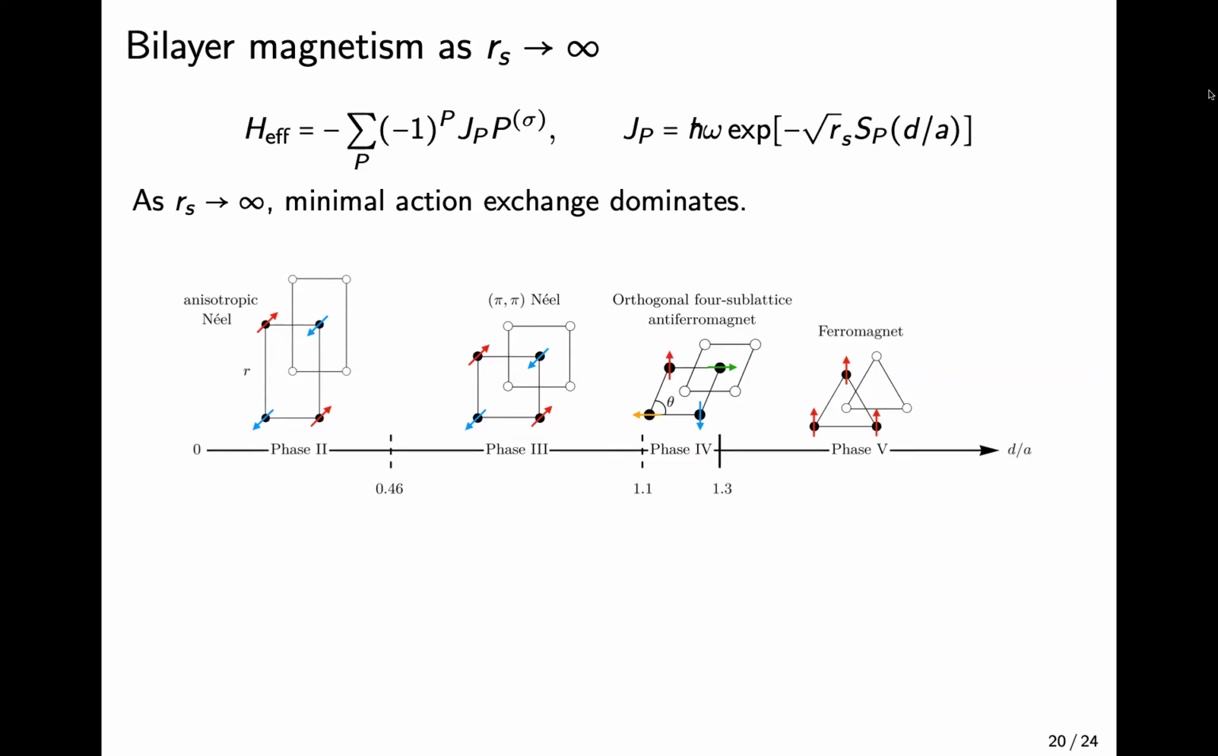In this rhombic phase, because the 4-particle exchange has the lowest action, it turns out you get this kind of order where the spin winds by 90 degrees around a plaquette. And then eventually, when you're in the square lattice phase and the 2-particle action dominates, you get a pi-pi antiferromagnet.